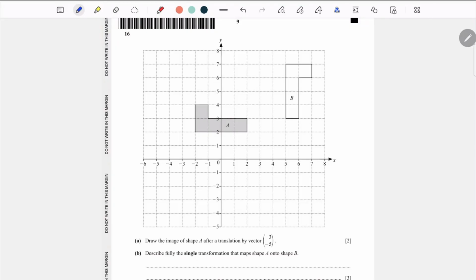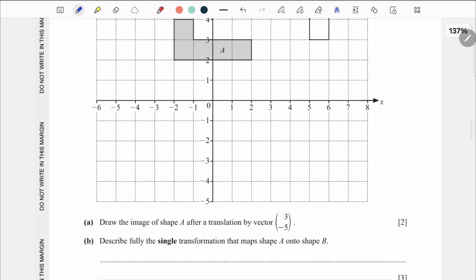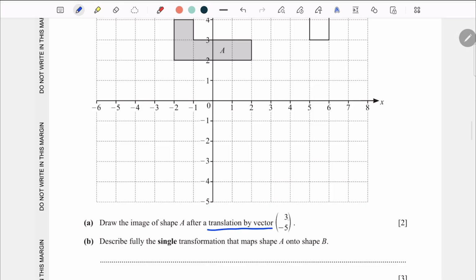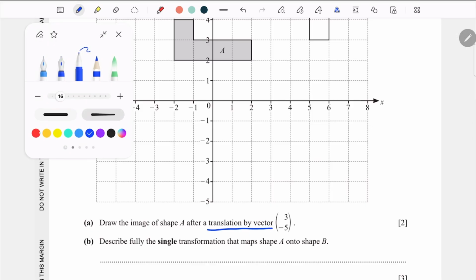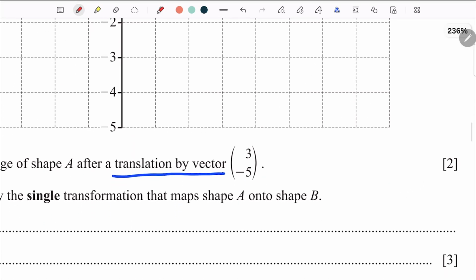Question 16. Part A. Draw the image of shape A after translation by vector (3, -5). So basically, this value is x and this value is y. The 3 is the horizontal translation, and because there is a positive sign with 3, positive means it will move towards the right. So we'll be moving 3 units to the right.